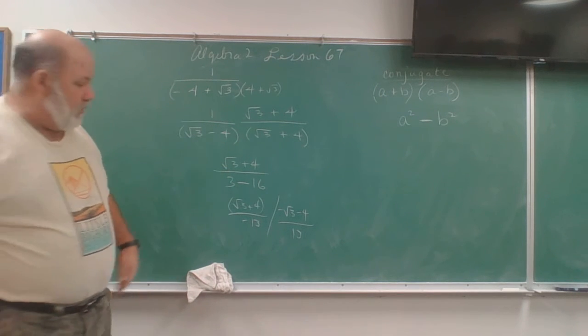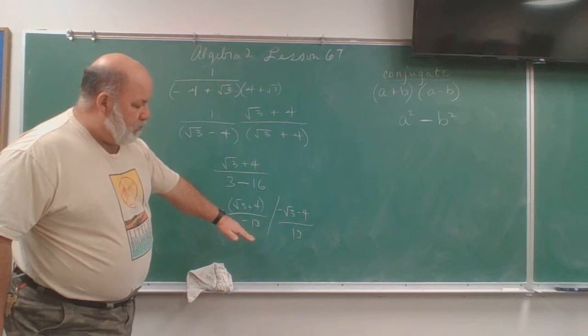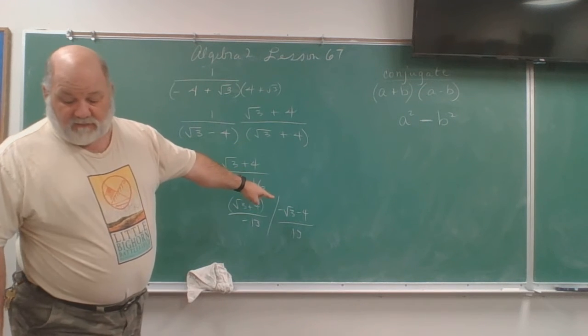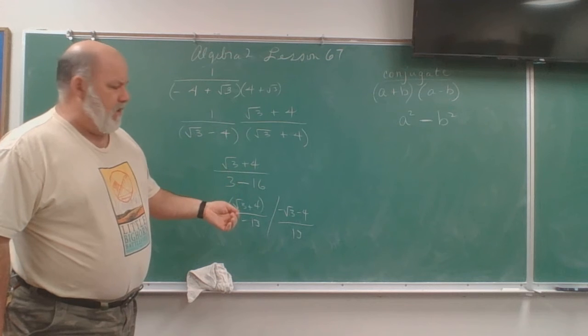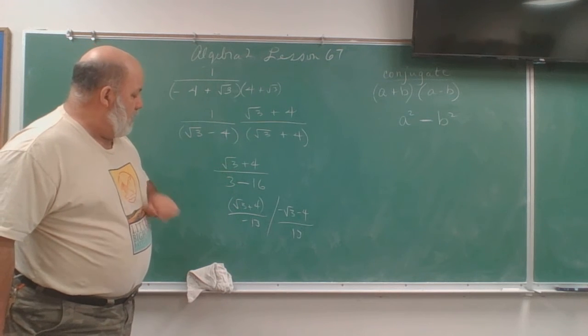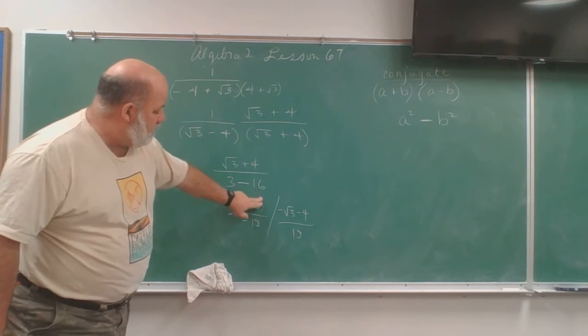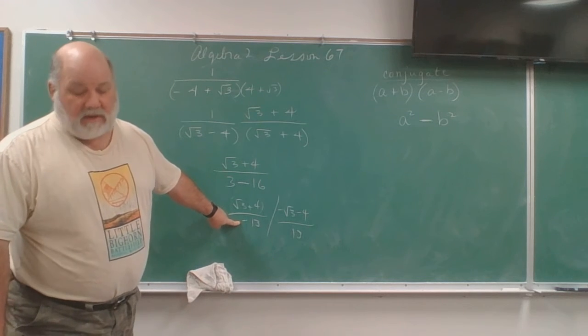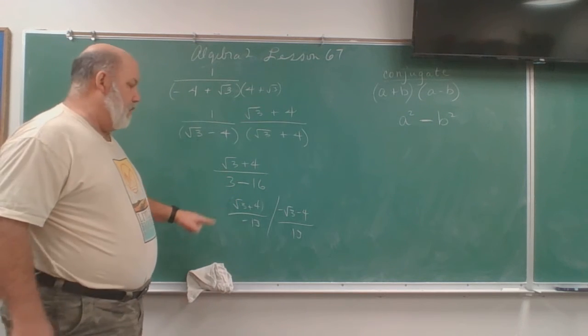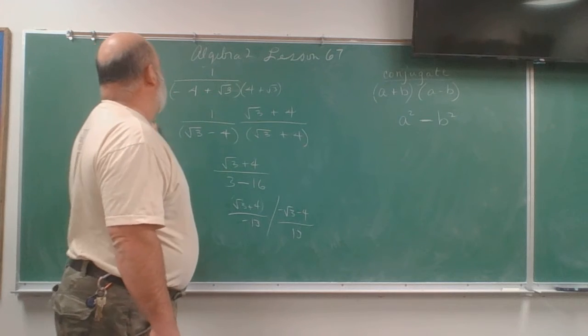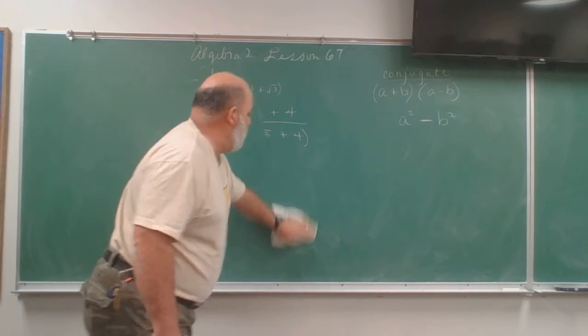The book in this one did that. They brought the negative up, and they have the negative 4 first. Order doesn't matter as long as you have the signs correct. I would accept this answer right here. You can keep the negative in the denominator. You do not have to bring it up to the numerator. Let's do the next one.